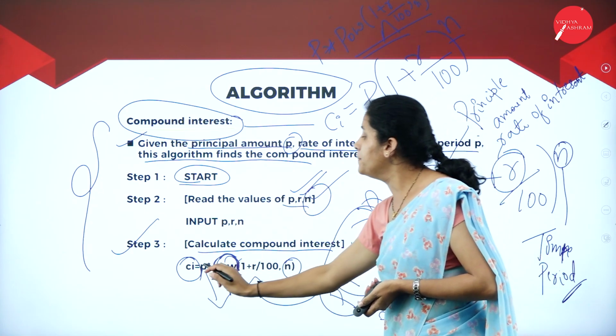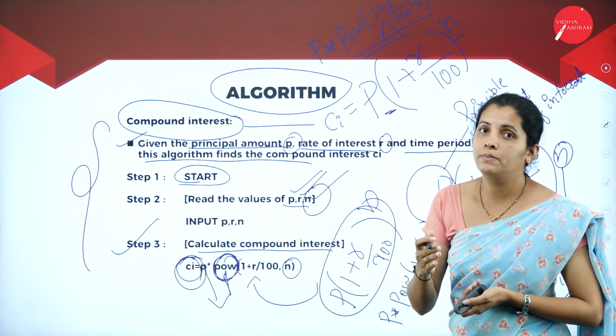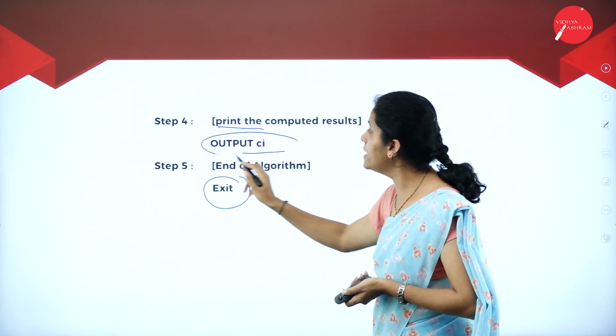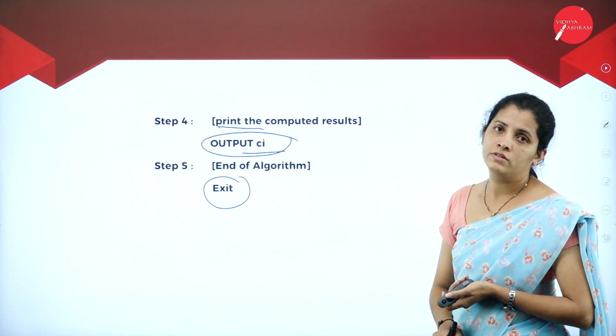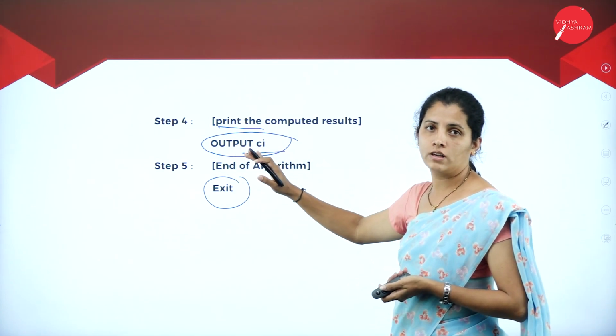After finding compound interest, what is my next step? That means I want to display the output. So I'm going to display the output of CI, and at the end I'm going to end my algorithm.